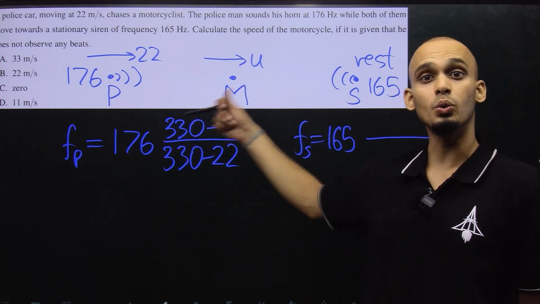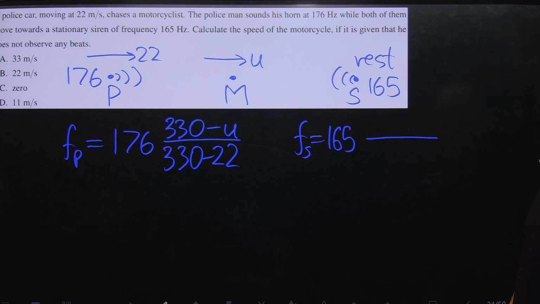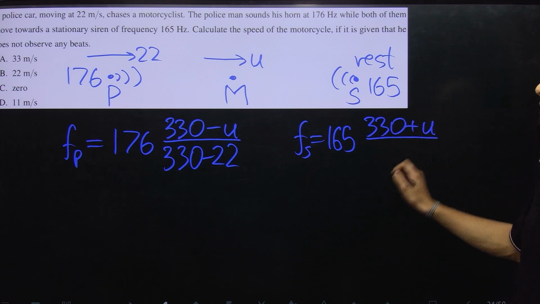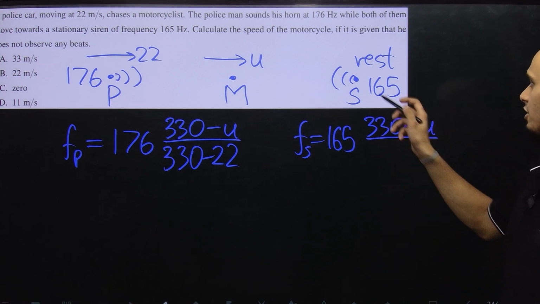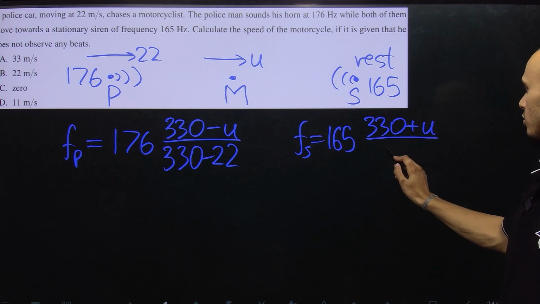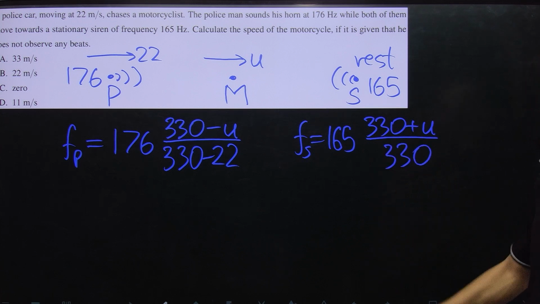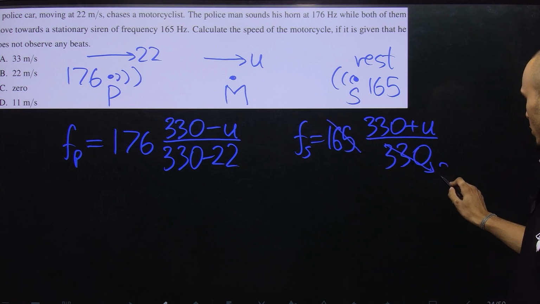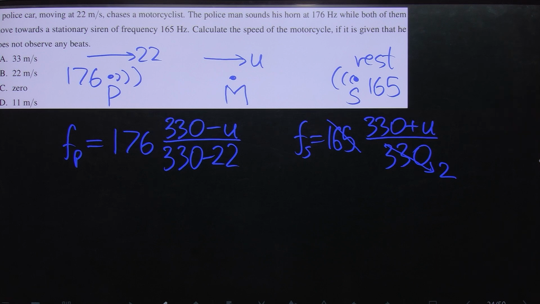Similarly, the frequency of the siren heard will be equal to 165, its original frequency, times, since the detector is moving towards the source, it will try to increase the frequency. So 330 plus u will be the numerator, and the source is stationary, so 330, just the speed of sound, will remain. 165 cancels with 330 and we get 2. Now, in order for there to be no beat frequency, both of these frequencies heard should be equal.